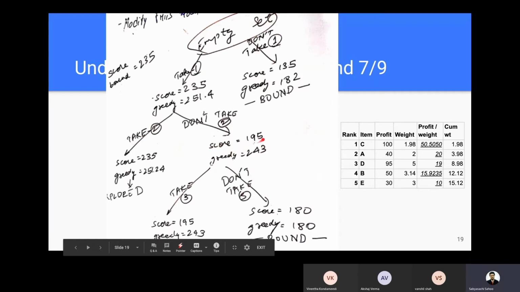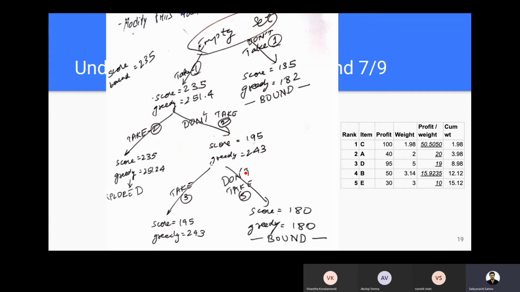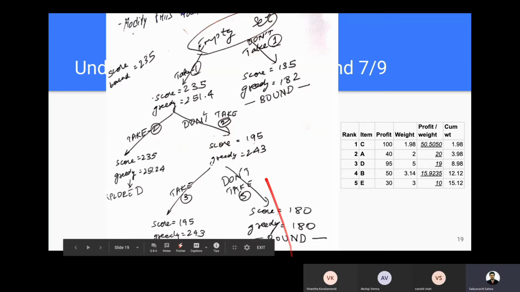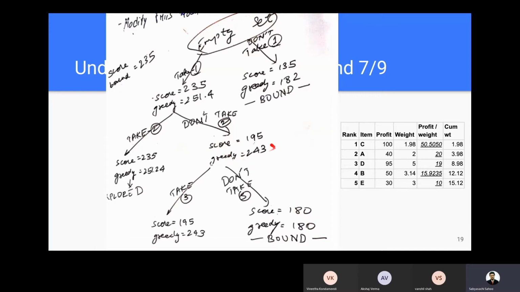So if I got a score of 195 here, and greedy is saying 243, it is saying that probably if you go down the path, you may see a 0-1 knapsack value that is more than 195, and the upper bound for that is 240. But you cannot see a value more than 240. Yes. So the upper bound of all the scores that are possible below this node is obtained by greedy. You cannot do better than greedy for the 0-1 knapsack solution. Okay. Yeah, clear on that?